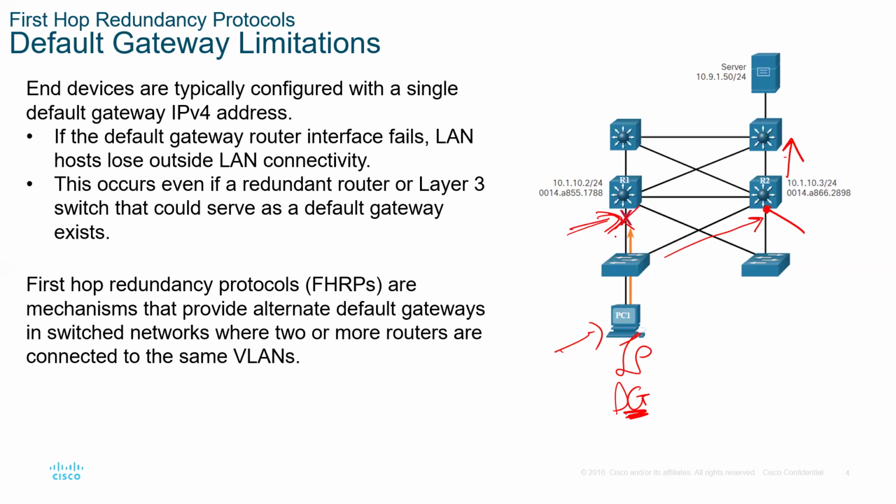Since we configured the default gateway for this interface, we don't have a way of actually offering redundancy for our default gateways. We can have redundant links, redundant paths, different pathways. However, once the default gateway fails, our hosts don't have a way of changing this default gateway. So even if we have redundant links, we don't have a way of changing it. That's where the first hop redundancy protocols come in.